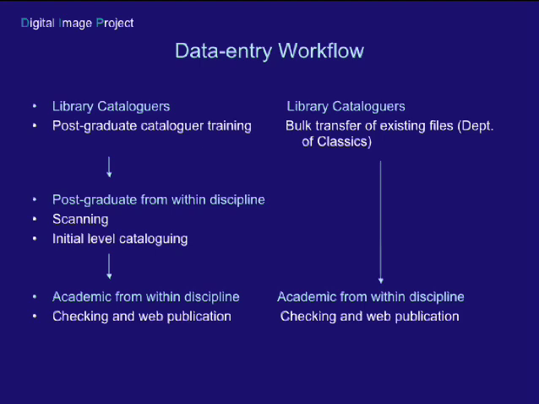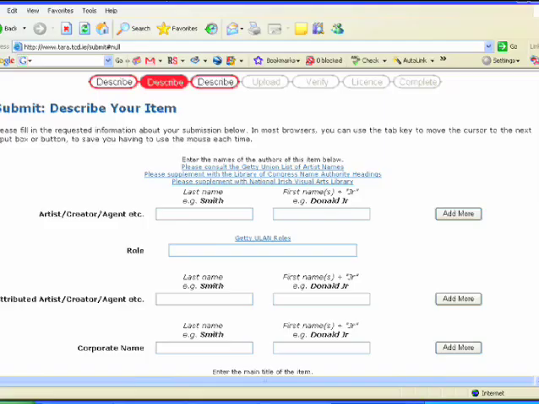Where we have already extant collections that more or less adhere to the metadata that we have, we're actually experimenting at the moment with the bulk transfer from FileMaker files, and that particularly relates to the Department of Classics, who have quite a lot of scanned images already that are catalogued using FileMaker. And this system will bypass that postgraduate middleman and will just then be checked by an academic from the discipline prior to being published on the web.